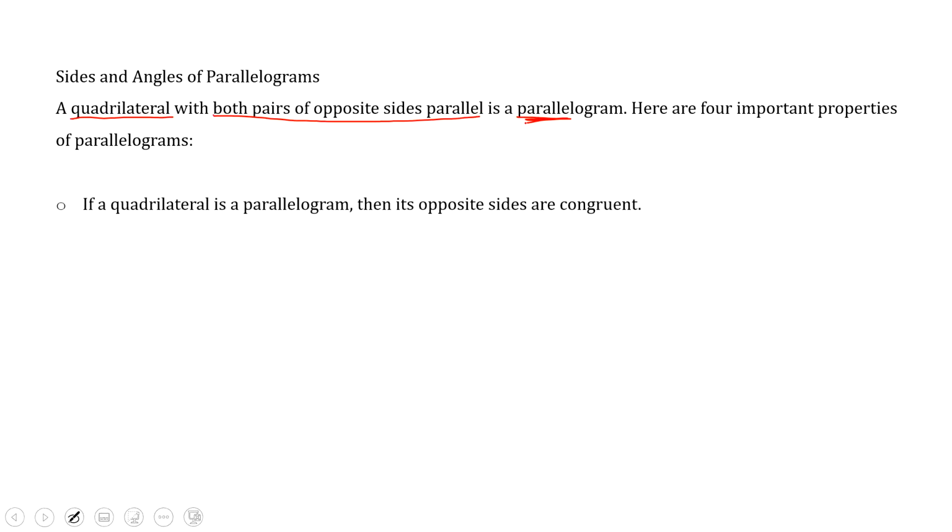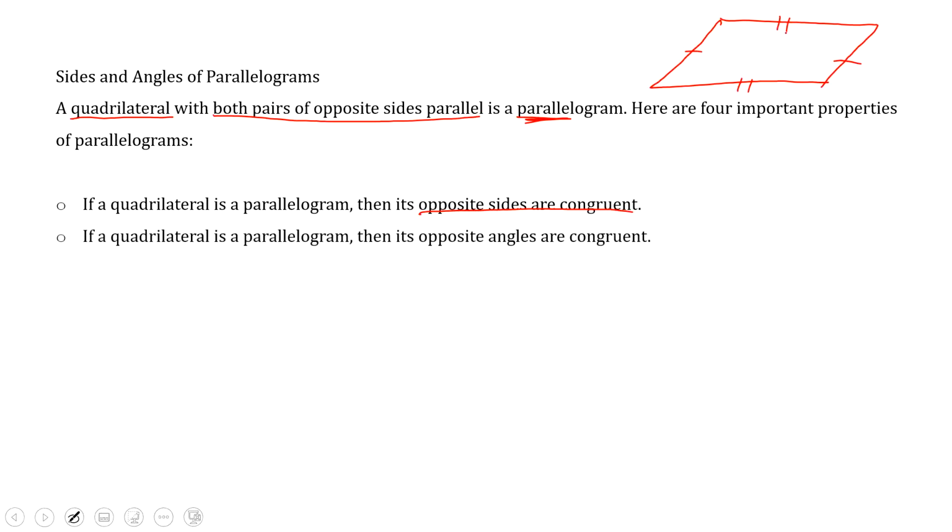If a quadrilateral is a parallelogram, then the opposite sides are congruent. So if I draw my parallelogram in, and I tell you this is a parallelogram, then you know right away the opposite sides are congruent. Okay? Second, if it's a parallelogram, then the opposite angles are congruent. These angles are congruent. These angles are congruent. Does that make sense?